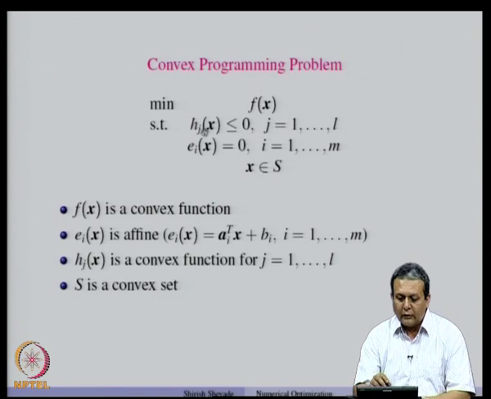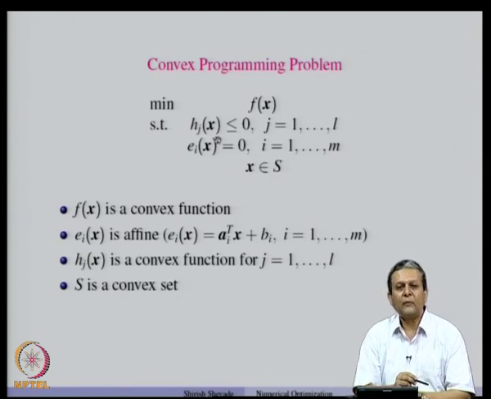So, now if you look at these constraints, h_j(x) less than or equal to 0, where h_j(x) is a convex function, we have L such constraints. So, in the intersection of these, the set of all x such that h_1(x) less than or equal to 0, where h_1(x) is a convex function, is a convex set.